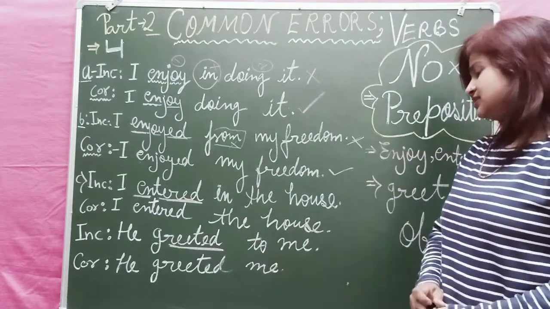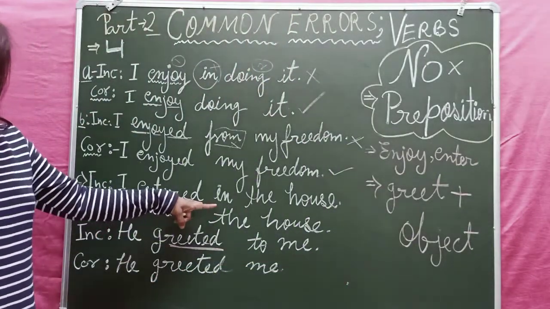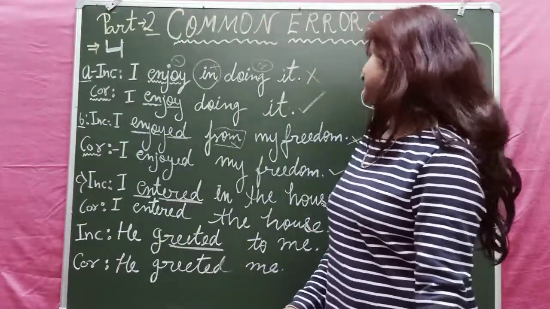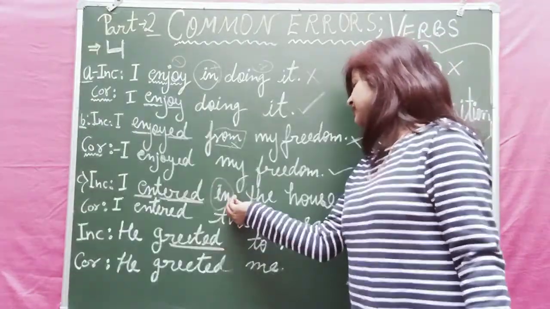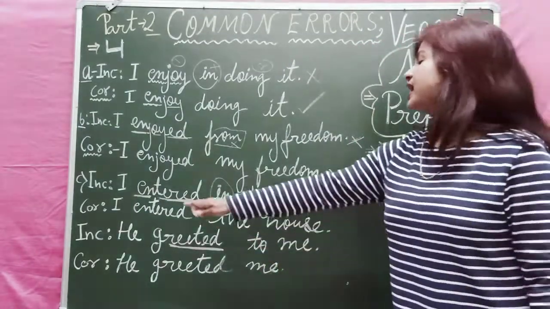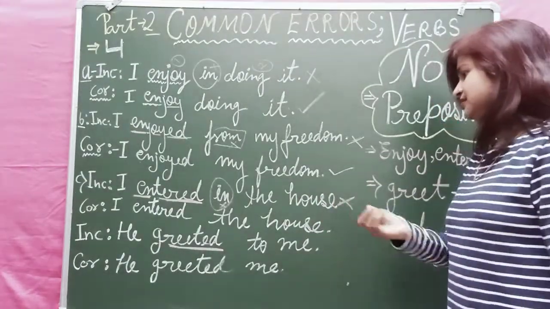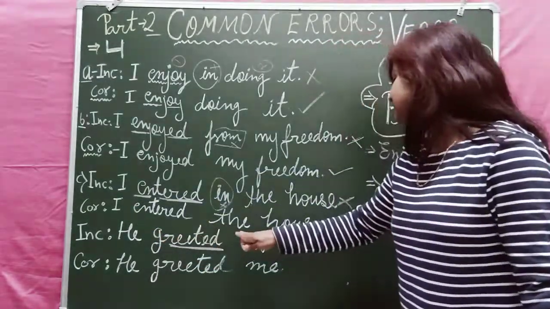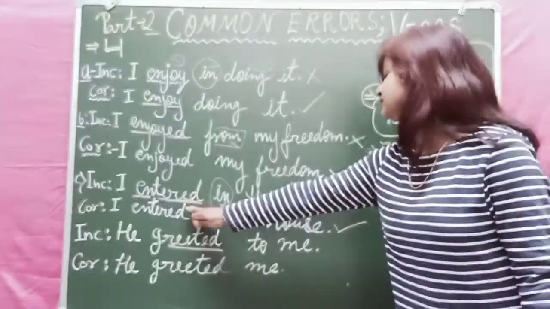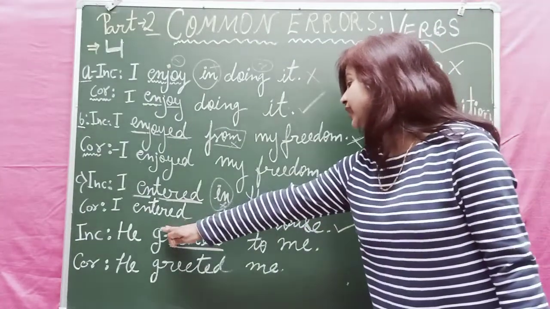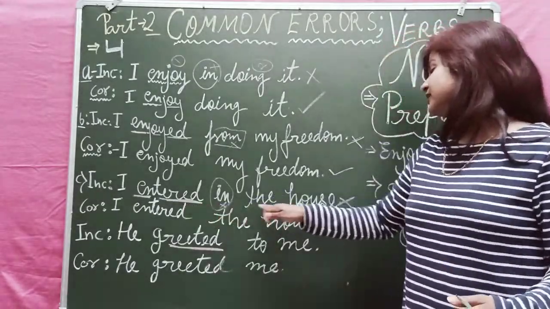I enter in the house. What's the error with this sentence? Guess please. Do you know what the problem is here? It is a preposition error. In is incorrect here. I enter in the house is wrong. I enter the house is correct. We don't say enter in the house. We would say enter the house.